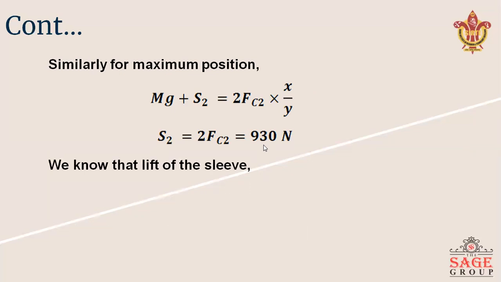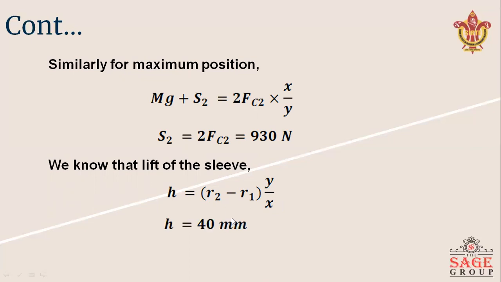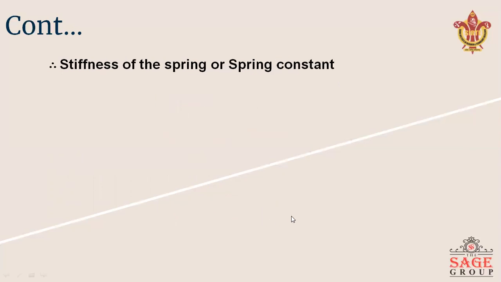We know that the lift of the sleeve, h, is equal to (r2 minus r1) into x upon y. This equation is also taken directly from the derivation. Since x is equal to y, this is again 1. So h is equal to the difference between r2 and r1, which is 40 mm.